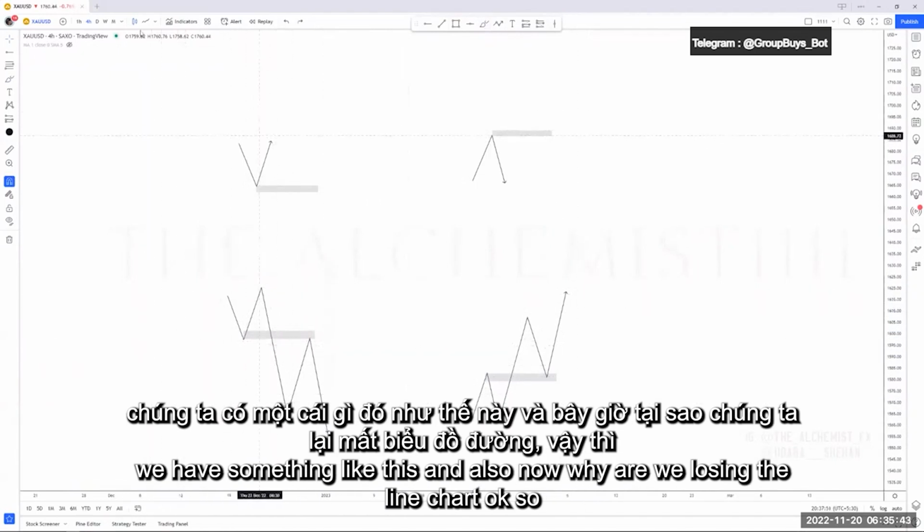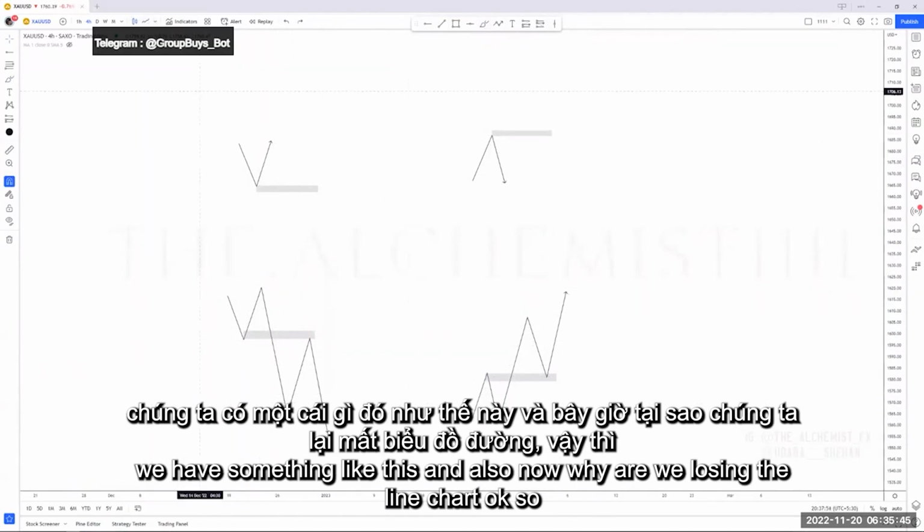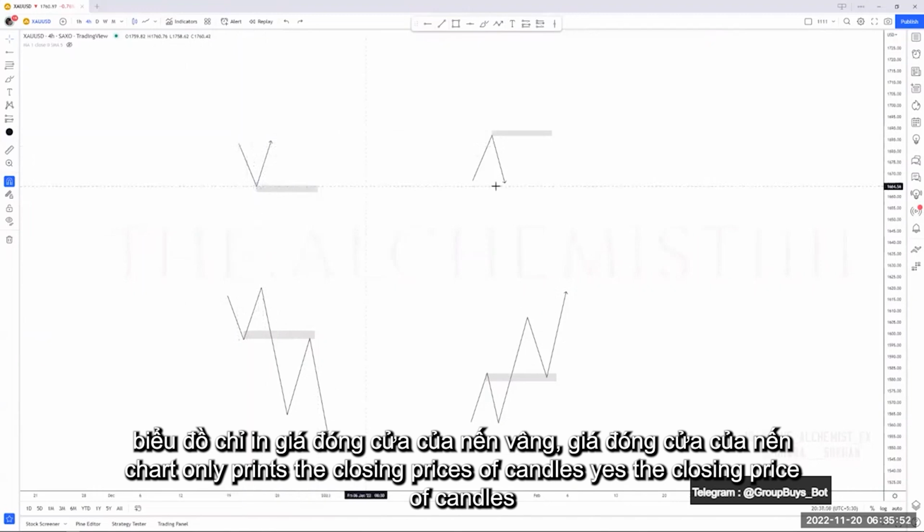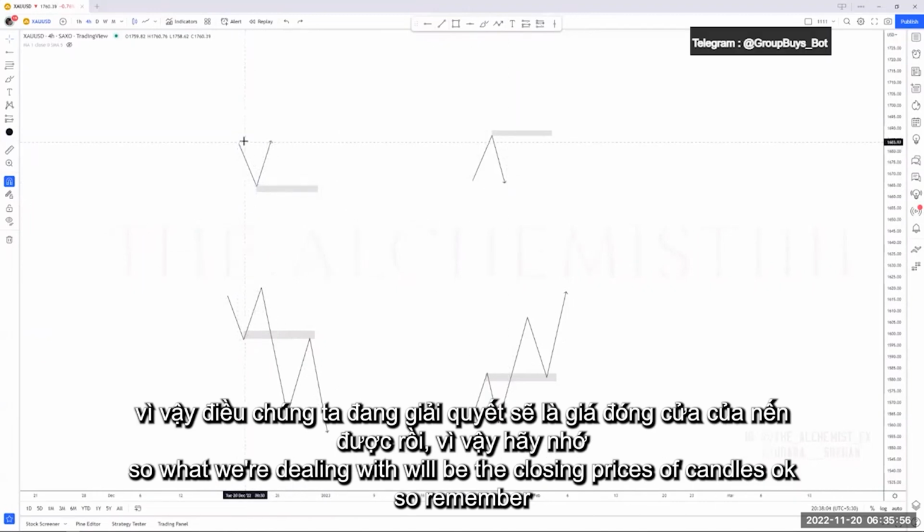And also now, why are we using the line chart? Remember, we use the line chart because the line chart only prints the closing prices of candles. So what we're dealing with will be the closing prices of candles.